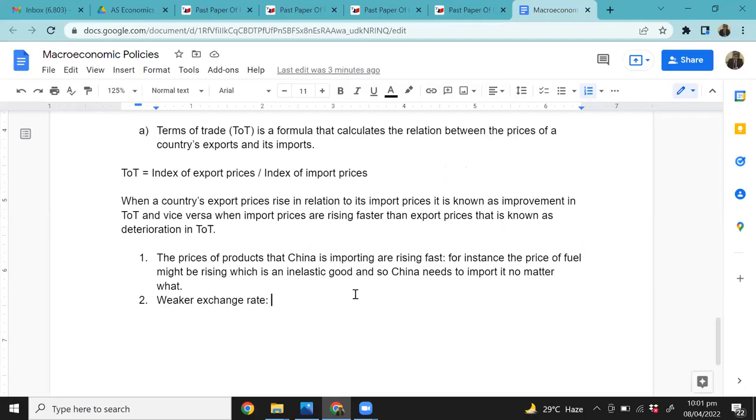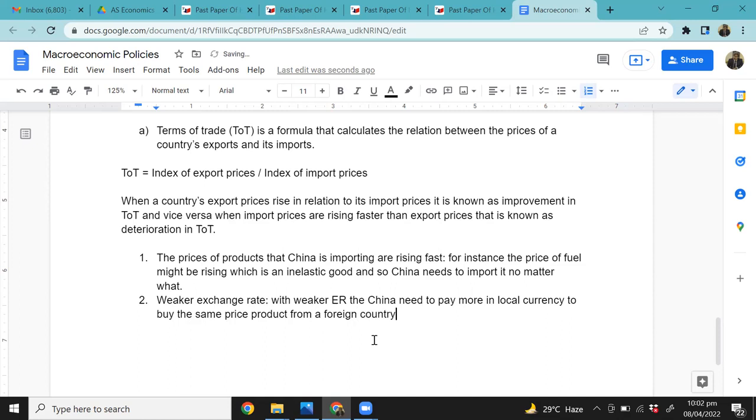Now let's first write this down and then we'll move forward. With a weaker exchange rate, you don't need to write the full form of ER, but I'm just writing it in short form right now in the class. With a weaker exchange rate, the Chinese need to pay more in local currency for the same-priced product from a foreign country, causing China to pay more for its imports.